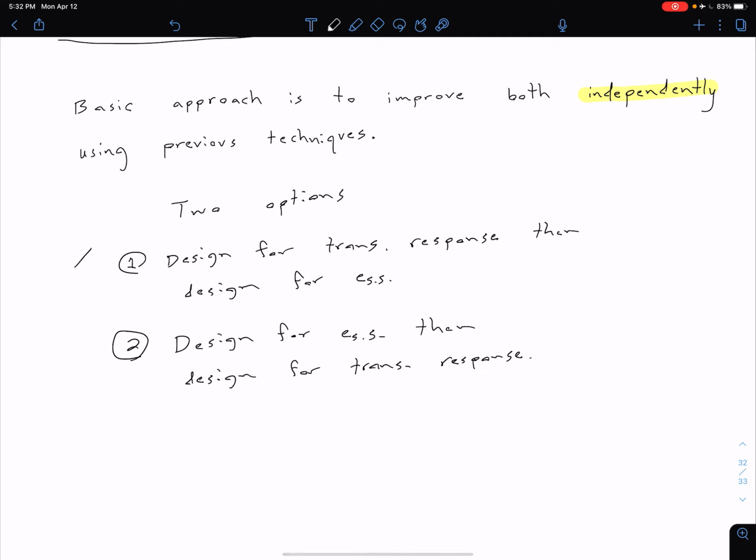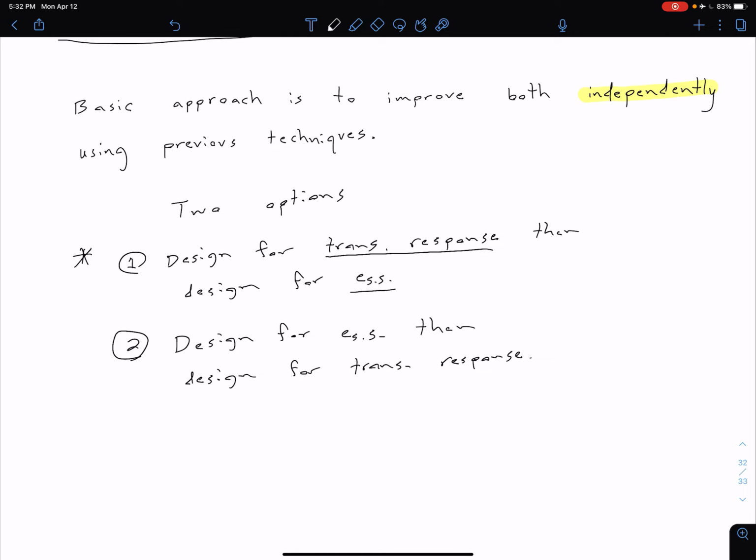However, in the textbook they consider method one, and therefore that's what I'm going to consider in the lecture notes as well as in these videos. That means we're going to start by designing for the desired transient response, and after we've done that, we're going to go back and design for our steady state error.